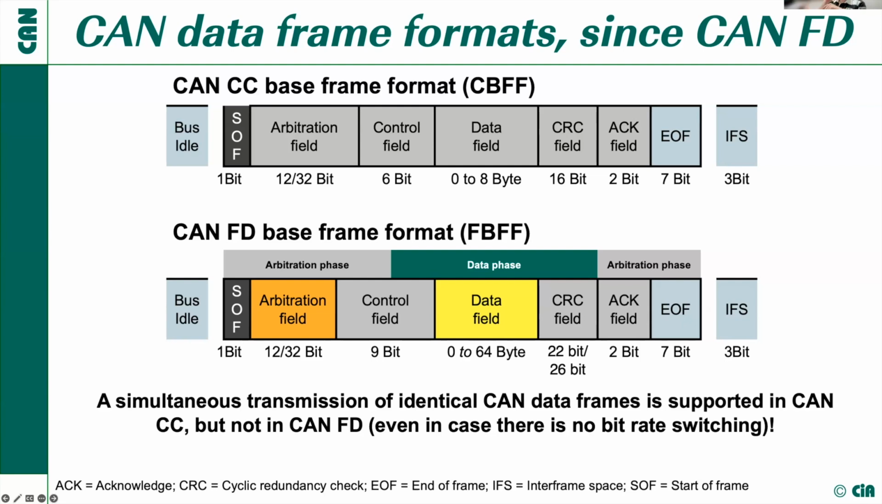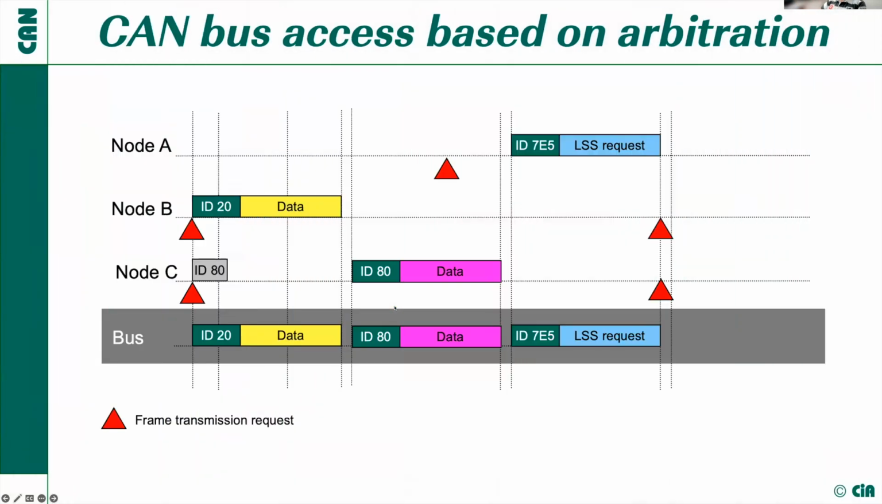In classic CAN, no problem, if you consider some boundary conditions. But in CAN-FD, this is no longer possible. In CAN-FD, not only because of the bitrate switching, but also because of other things, it is not possible that several CAN-FD nodes send the very same frame simultaneously. This will lead to errors. So therefore, we still need, at a certain point, the classic CAN for LSS.